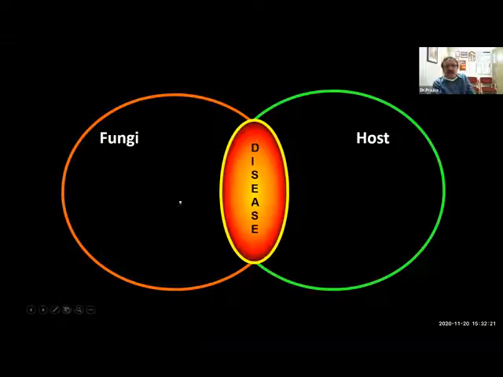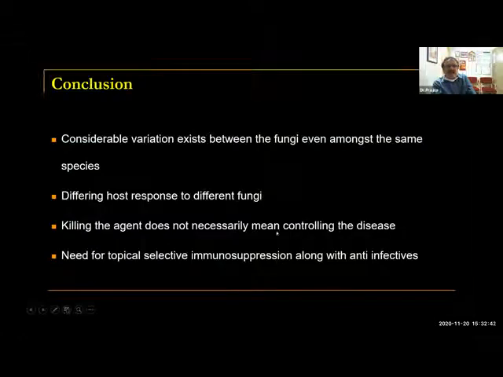So I come back to this slide. We have so far been concentrating on killing the fungi and imagining that the whole process will get better. But what we need to concentrate on is this interplay, which, as I showed you in a series of experiments, is not as simple as it sounds. So this is my last slide. There is considerable variation between fungi, not only between Aspergillus and Fusarium, but even within Fusarium, Fusarium solani and others, and even within Fusarium solani. And there seems to be a differing host response to differing fungi. Killing the agent does not necessarily mean controlling the disease. All of us know it.